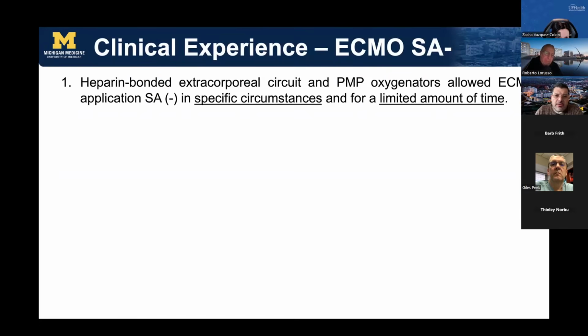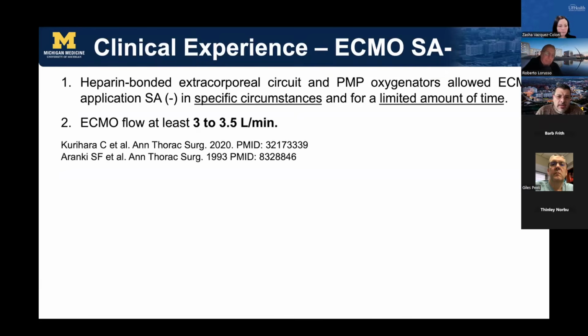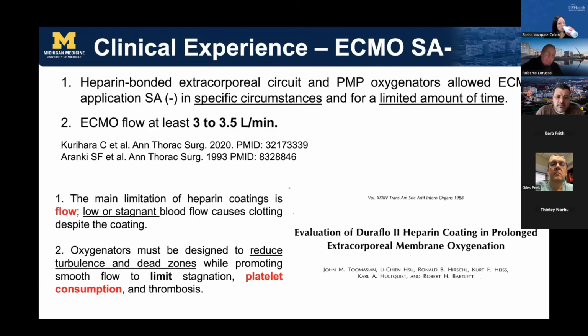It is important to say that ECMO without systemic anticoagulation has been done, but in specific circumstances. And I need to also say that it's for short periods of time. Also, not too many groups have provided data below 3 liters. So most of the patients without systemic anticoagulation are between 3 to 3.5 liters. And this is a very historical paper with Dr. Bartlett and our team in Michigan that gave the concept of what is needed.